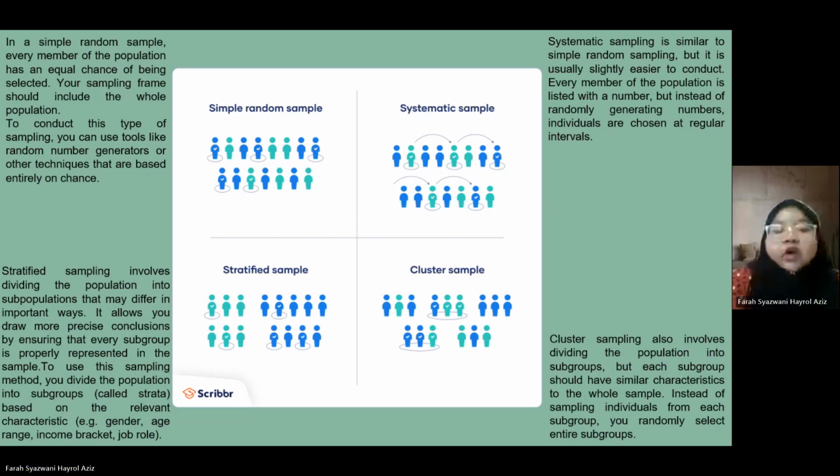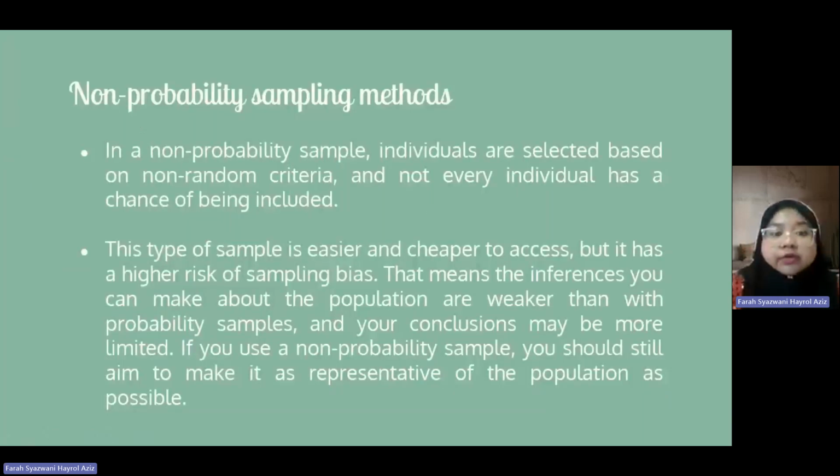Now we are going to talk about non-probability sampling methods. In a non-probability sample, individuals are selected based on non-random criteria, and not every individual has a chance of being included.